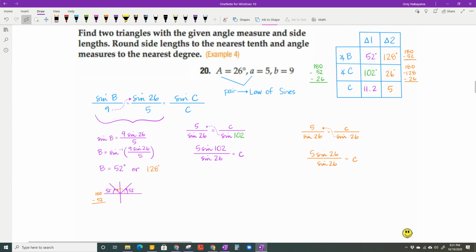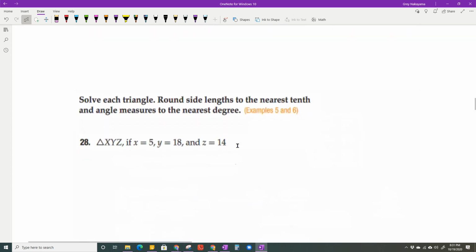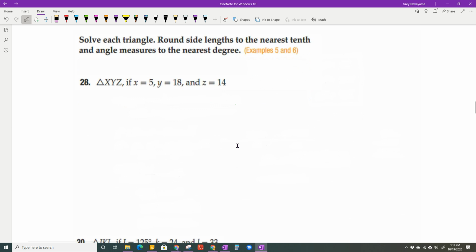Okay? All right, real quick, I'm getting real close. We got 2 more, y'all. All right, solve each triangle, round side lengths to the nearest tenth, angle measures to the nearest degree. You can see a pattern, hopefully. So we have triangle XYZ, and they've given me X equals 5, Y equals 18, and Z equals 14. Okay, I do not have a pair, and since I do not have a pair, I have to use the law of cosines. This is the case of side, side, side.